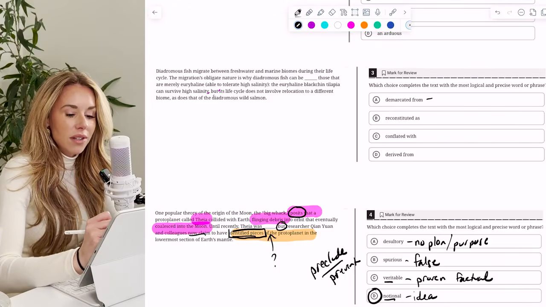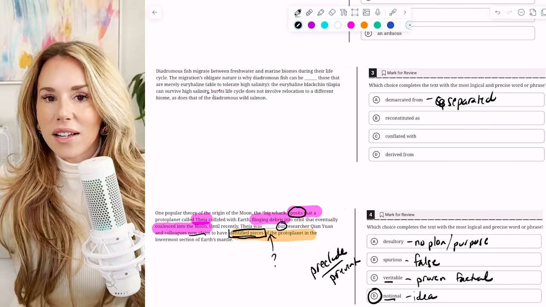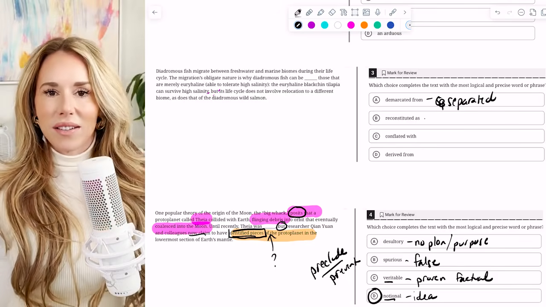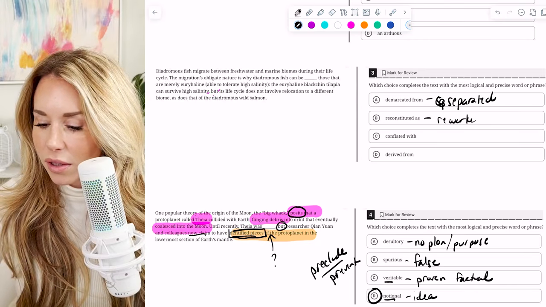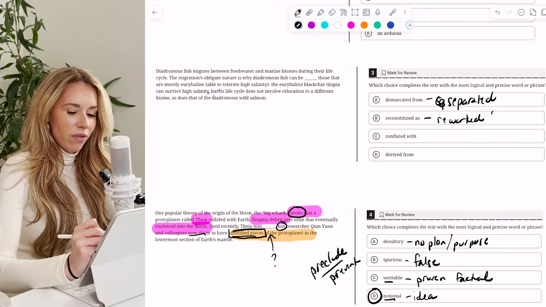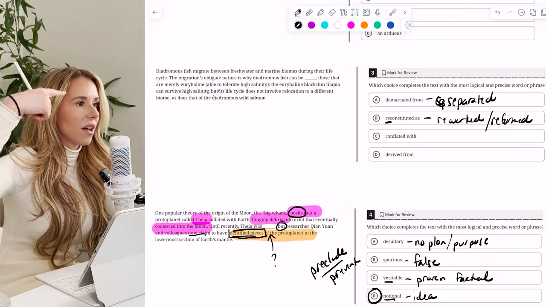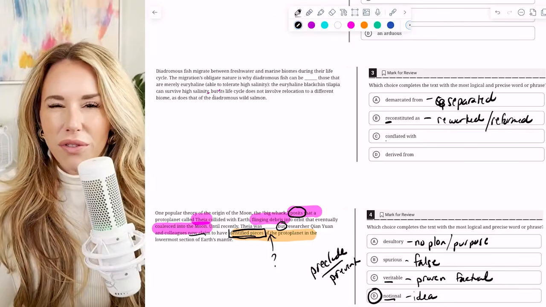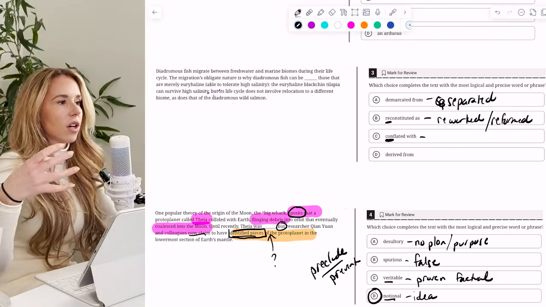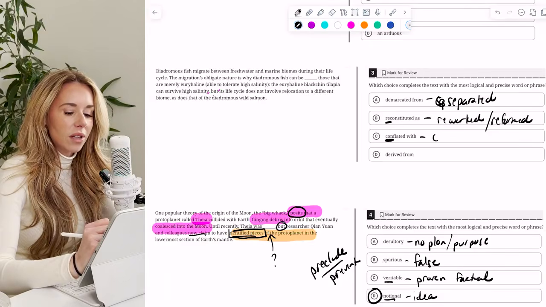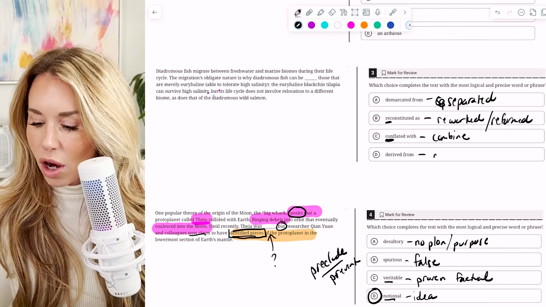Demarcated from is basically separated. It's kind of what it sounds like. Demarcated, it's almost like dividing. Reconstituted is basically like reworked, or like reformed. So you're thinking, okay, something's happening again, right? Conflated with, C-O-N, if you speak Spanish, con means with. So this one is like coming together. Think of it like with something, basically combine. And then derived from basically means to come from.